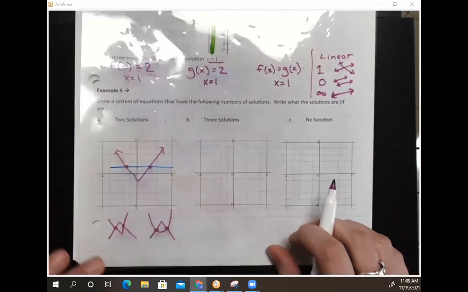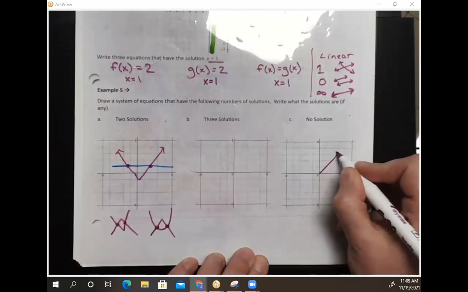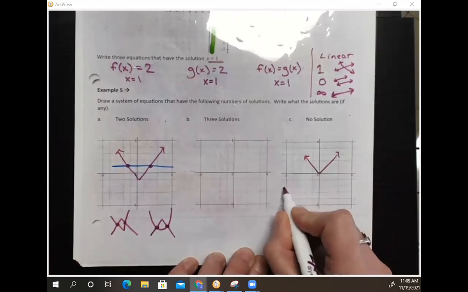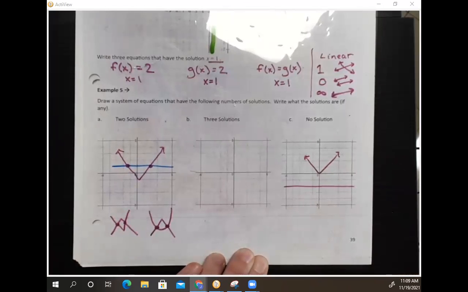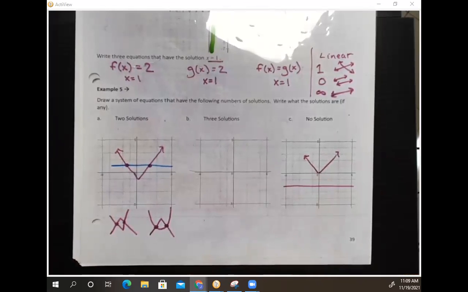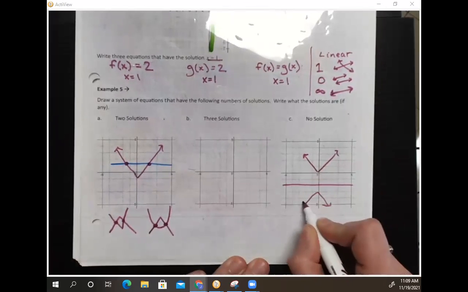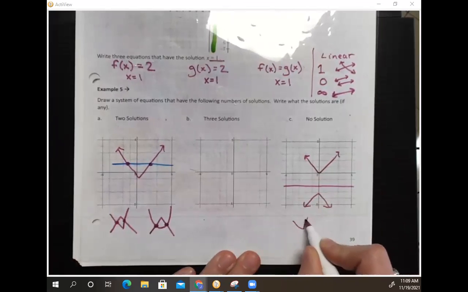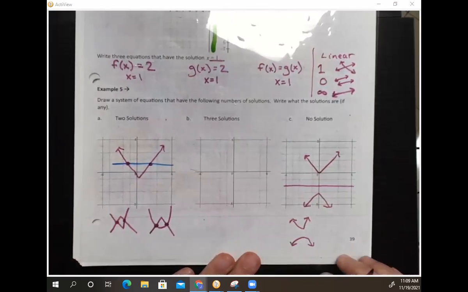No solution, I saw a lot of absolute value graphs with a line that did not touch it, a line that was below, or if this was flipped, a line that was above. And so we saw those not that long ago when we were talking about solving absolute value functions with graphs. So that works. I saw some other variations on that, either with maybe another absolute value that opens the other way, or an absolute value going one direction and a parabola going the other. As long as they're not intersecting, that's no solution.